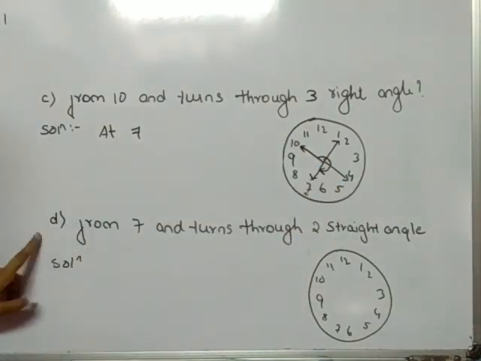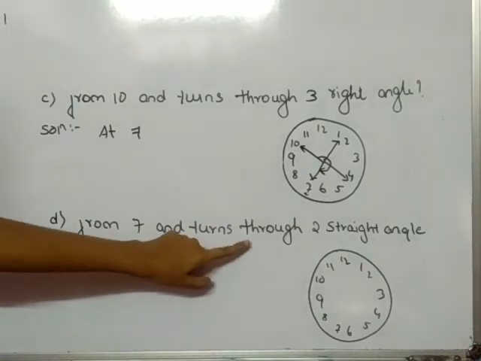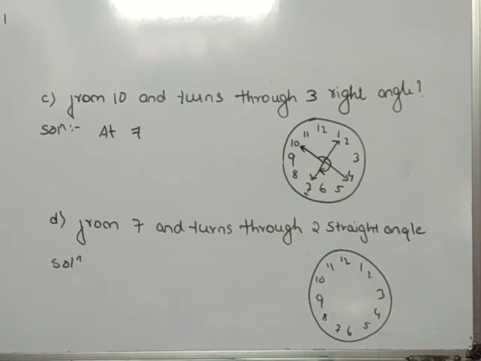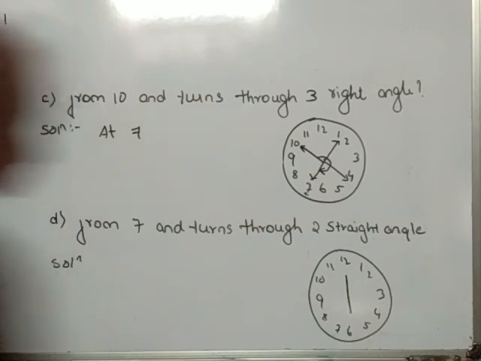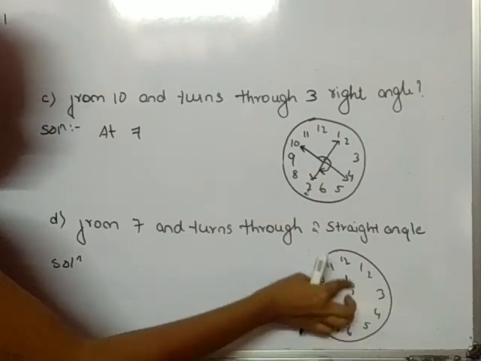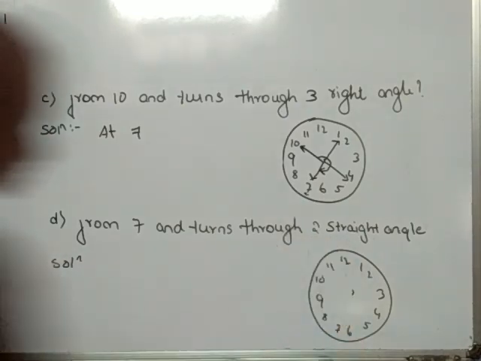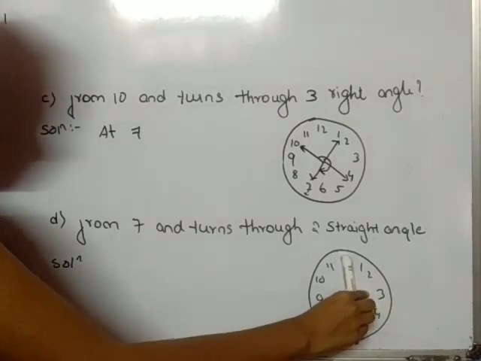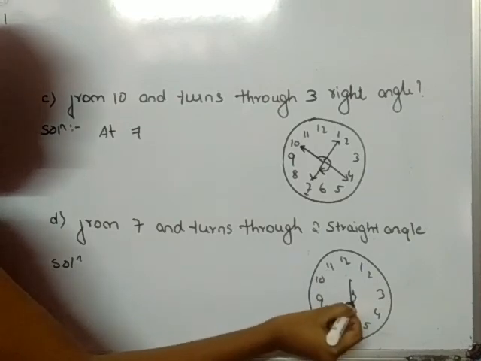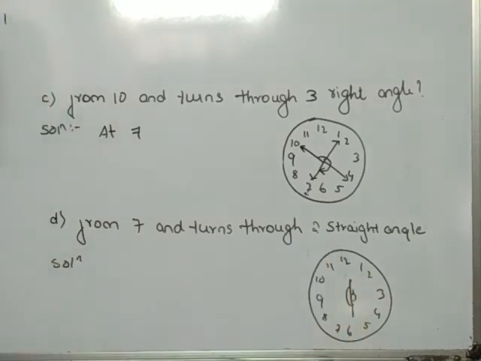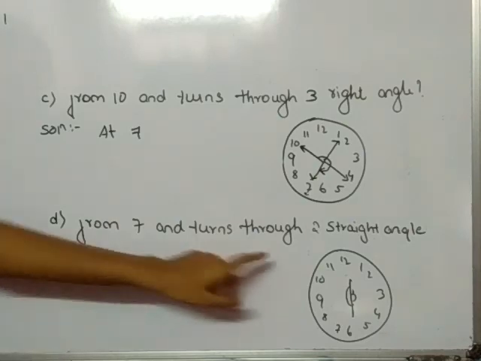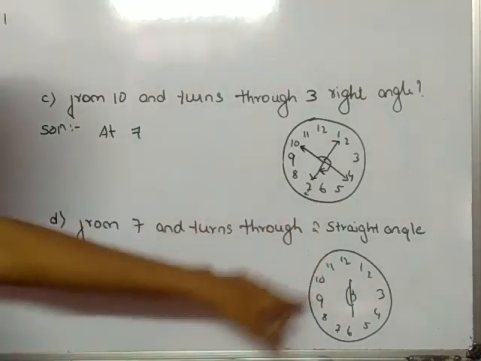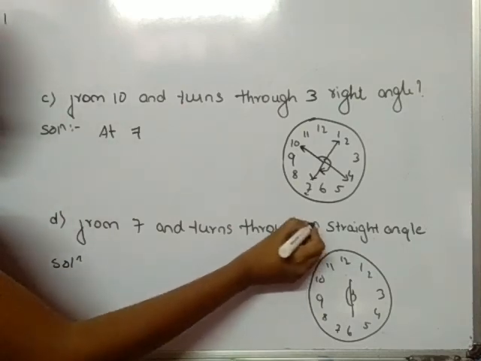Now the last one, from 7 and turns through two straight angles. One straight angle means what? It is half of a revolution. Yes or no? For example, if this is a straight angle, then this is half of a revolution. So two straight angles means one complete angle. Two straight angles means this one, and again it comes back to the same position. So it forms a complete angle here.